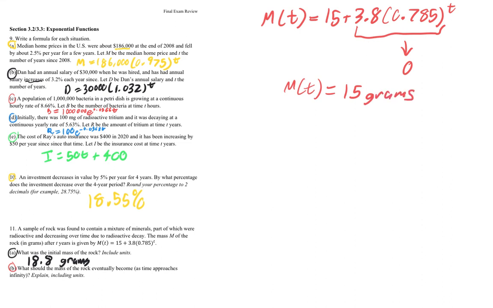Another thing, graphically, is right here we have that 3.8. And as we're going this way, we have a horizontal asymptote here at 15 as we're getting really, really close to infinity.